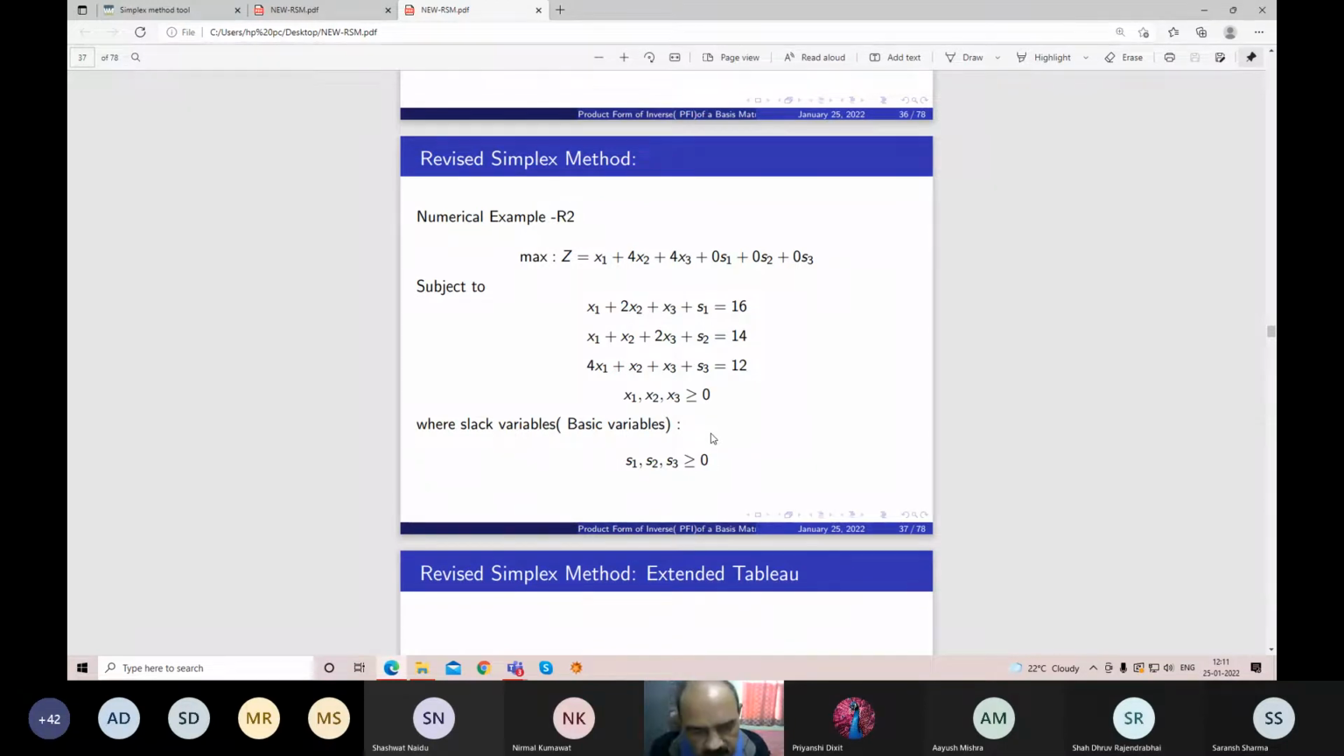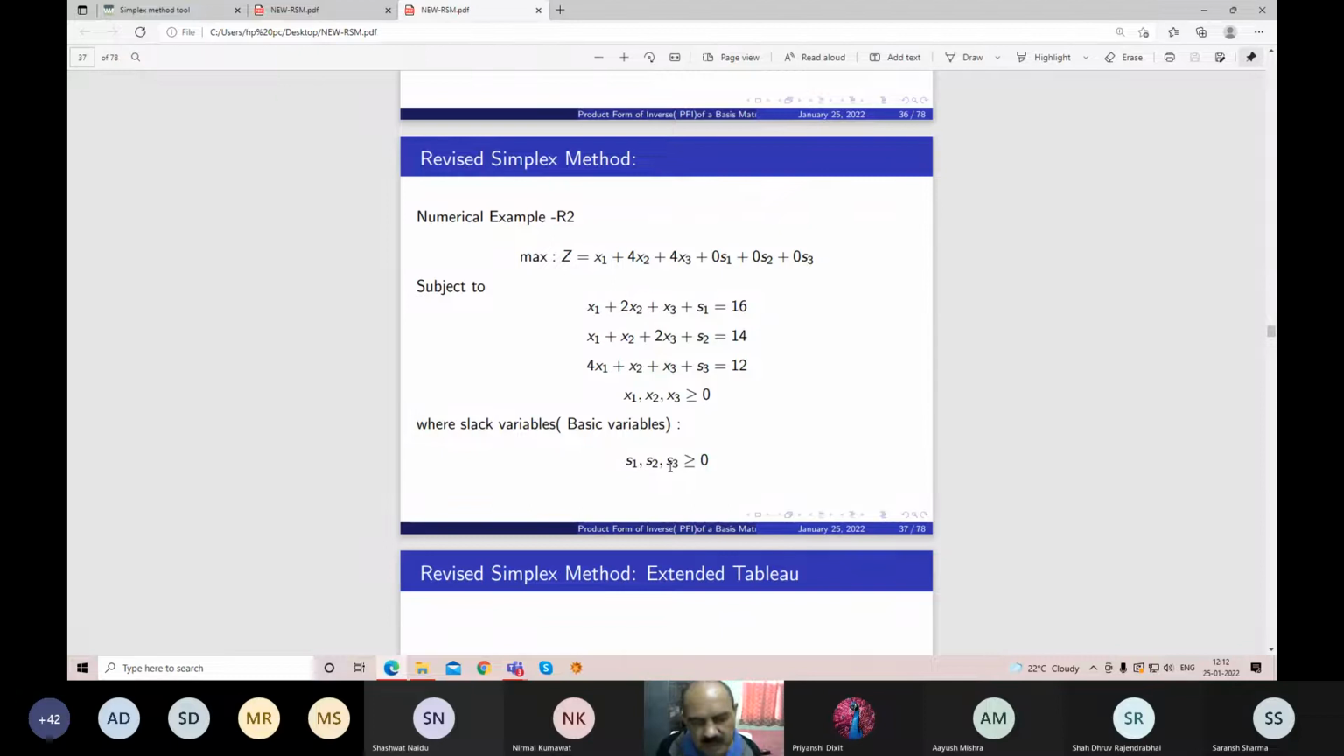So we are looking for a basic feasible solution. Why basic feasible solution? These 3 variables X1, X2, X3 are non-negative, and S1, S2, S3 are also non-negative. So altogether there are 3 plus 3, 6 variables. If you want to find the basic feasible solution without using the revised simplex method, there are 6 variables and 3 equations.